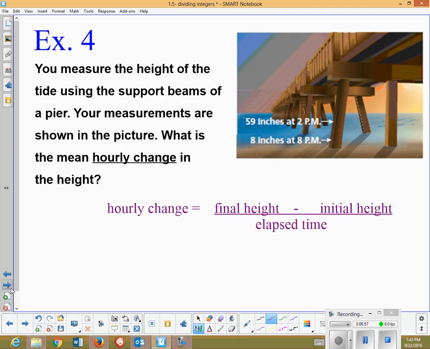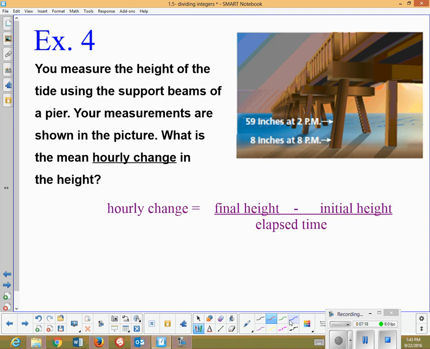All right, our last example is a real life scenario. It says here, you measure the height of the tide using the support beams of the pier. Your measurements are shown in the picture. What is the mean hourly change in the height? So we want to know, what did the support beams change by for every hour of the day.